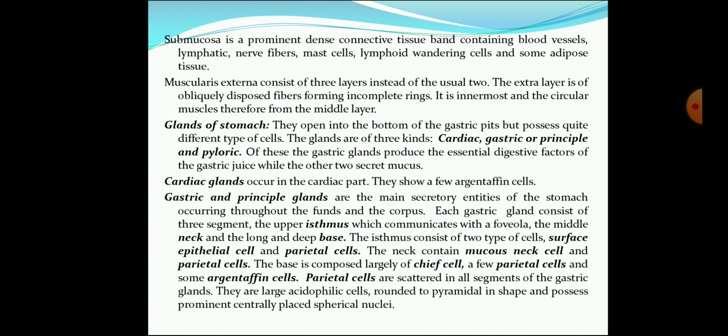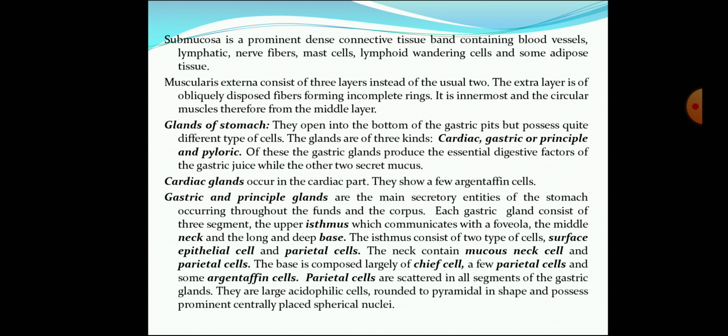Parietal cells secrete free dilute hydrochloric acid into the intracellular canaliculi, from where it passes to the lumen through the intercellular canaliculi. These cells also release a gastric intrinsic factor into the stomach. This factor is related to vitamin B12 metabolism.